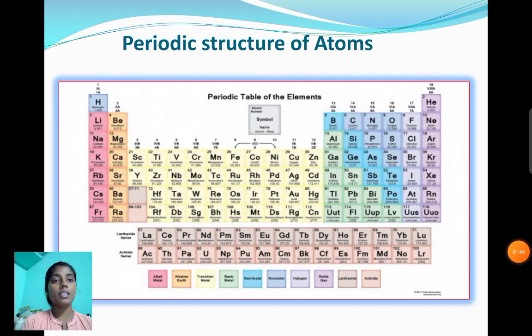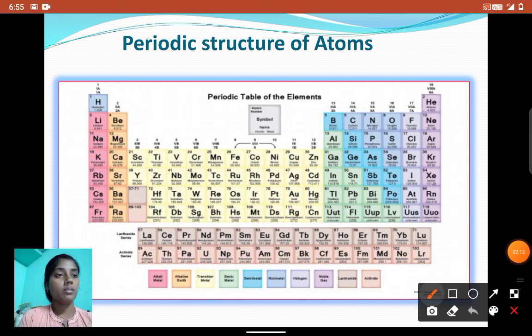Next, discussing the periodic table of atoms. This table shows all atoms, and we can easily calculate the atomic number, mass number, and atomic symbol. So for example, it is this: N. N is the symbol of nitrogen, and 7 is the atomic number of nitrogen.